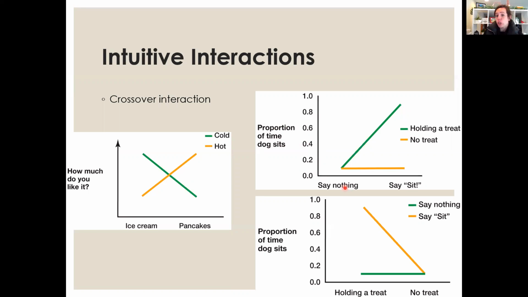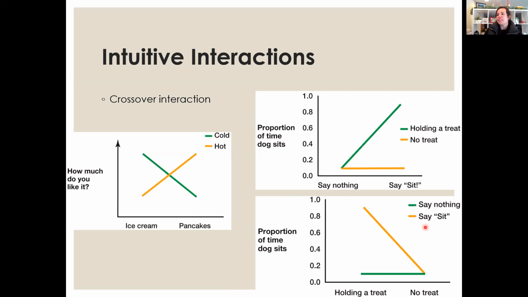Now, there's two sets of independent variables. What are they? Holding a treat and then no treat. So that's one of them. Good. What's the other one? What you say to the dog? Excellent. So whether you say nothing or whether you say sit.